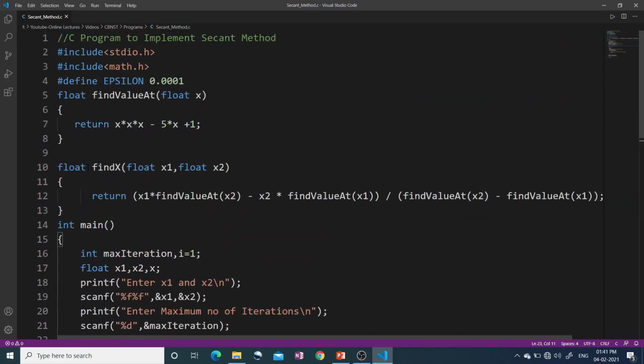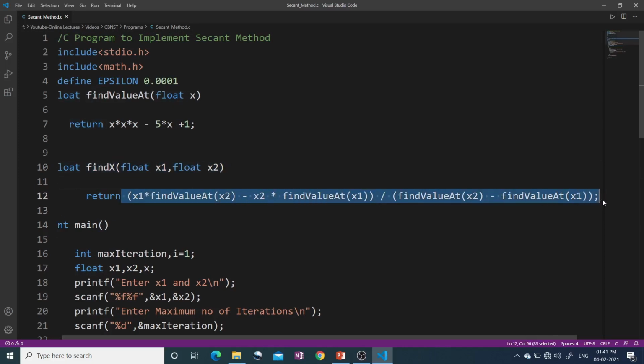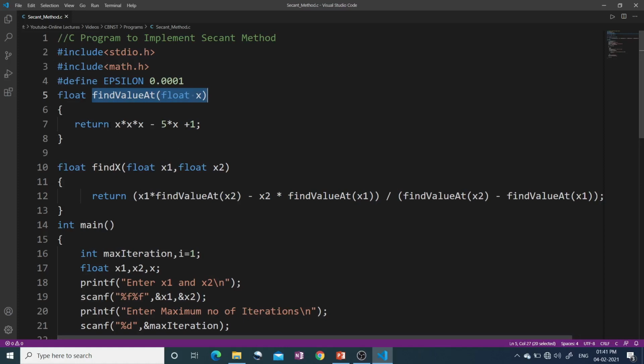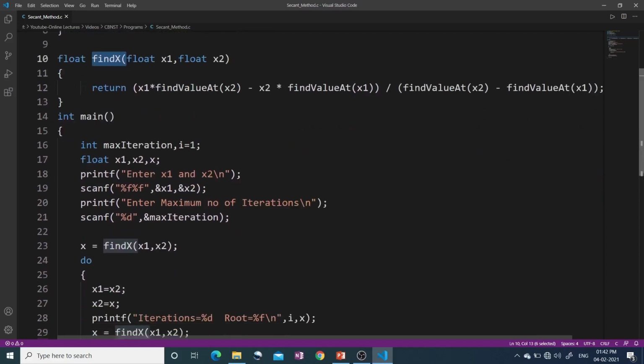So here if you see, this is the find x function, and it is actually applying the same formula that we have discussed for the secant method. Here you can see we have the find value at function. This function is actually giving me the function value at various points. So if I ask for find value at x2, this is the function, and x point, it is giving me the function value after putting this x value into the given equation. So in return, I will get the value, and I will be putting this value at various points in this given formula. Finally, I will be getting the value of x from this find x function.